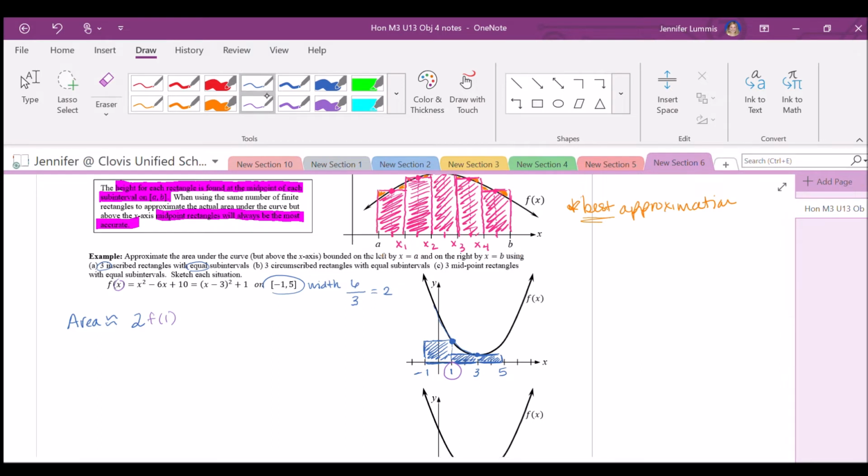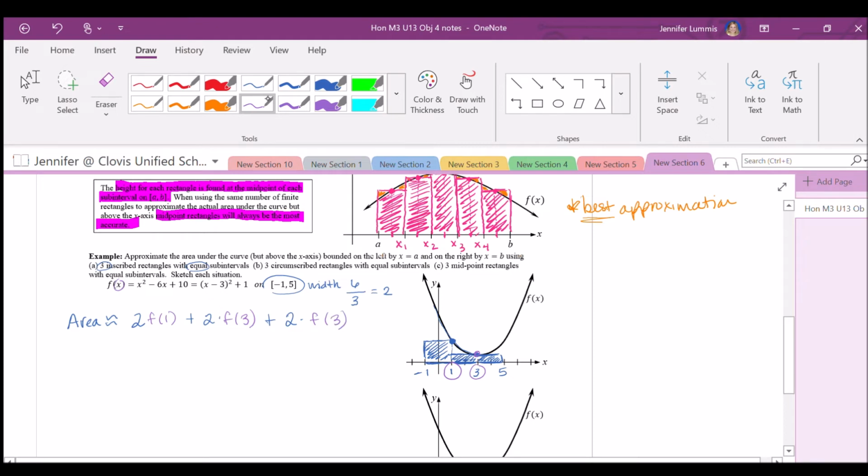Okay. The next rectangle has a width of 2. And then how would we find the height? From plugging 3 into the function. That gave me that point on the graph, so f of 3. And then the last rectangle has a width of 2, and then the height is found again from plugging in 3.